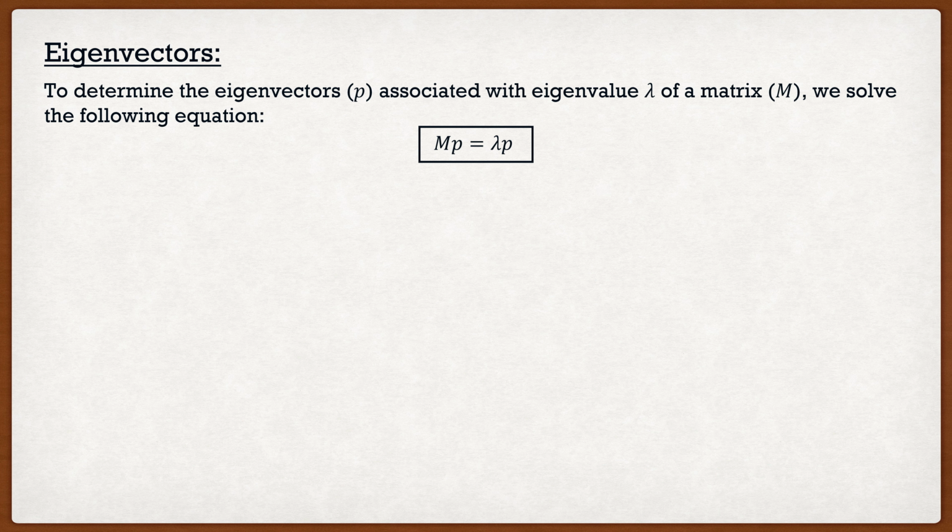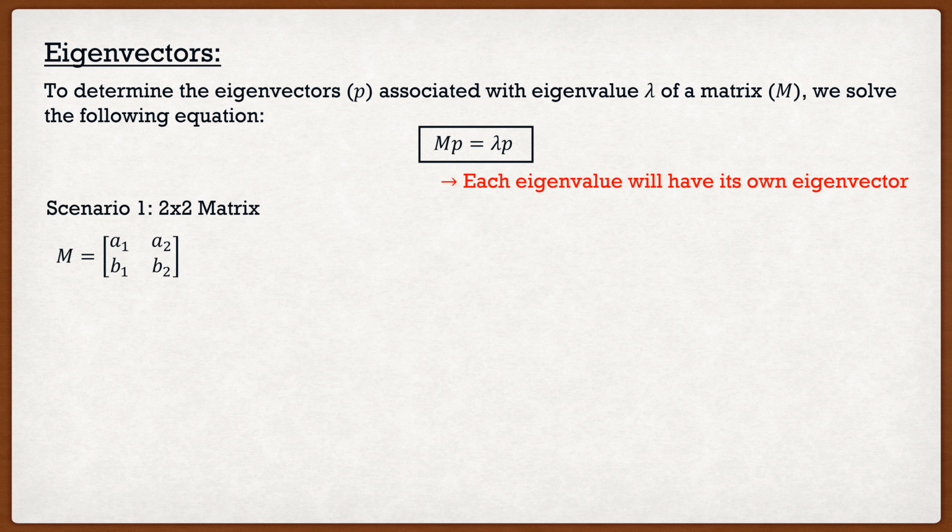The eigenvectors of a matrix, which I'm going to call P, are associated with a particular eigenvalue lambda. We determine them just by solving the following equation, where MP is equal to lambda P. Since we have that lambda in there, we are actually going to have to solve this equation as many times as we have eigenvalues. So if I have two different eigenvalues, then I need to solve this equation twice because there are going to be two different eigenvectors. All right.